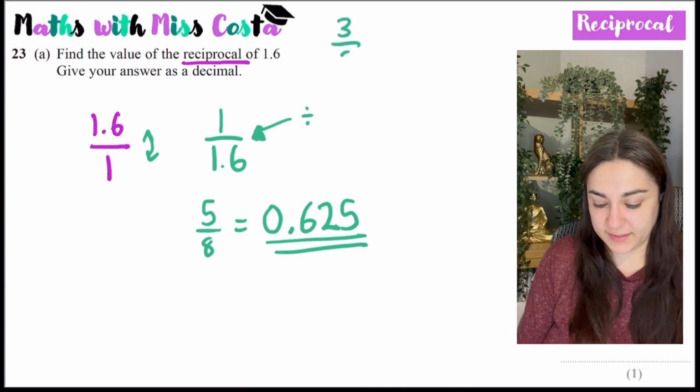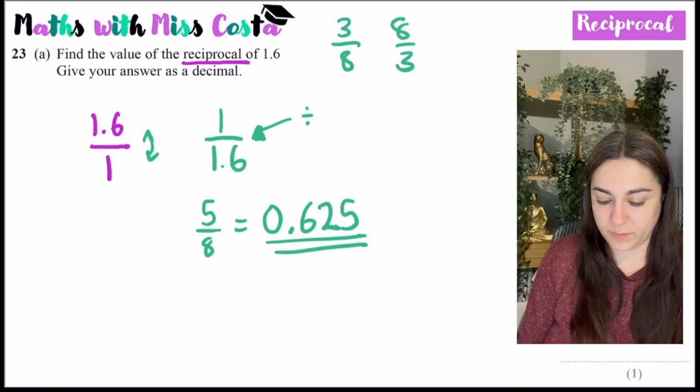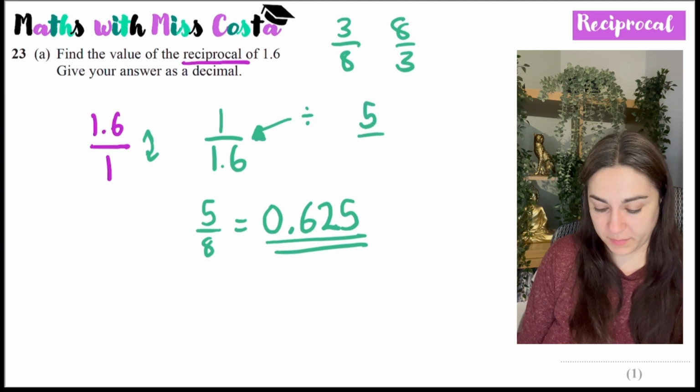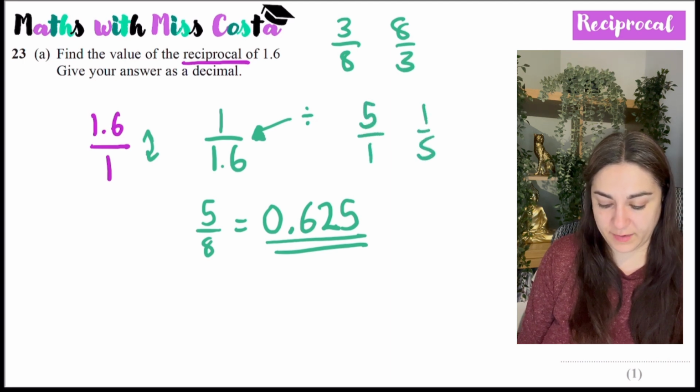So a reciprocal is just the number flipped. If it's a fraction, so let's say it was 3 over 8, the reciprocal would be 8 over 3. If it's a whole number, you write it over 1 and then flip it.